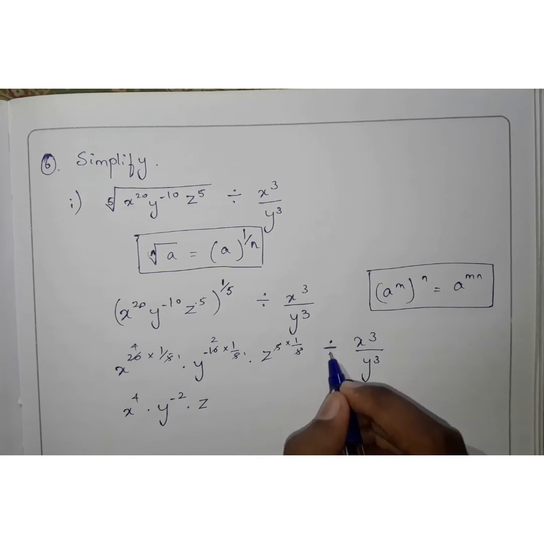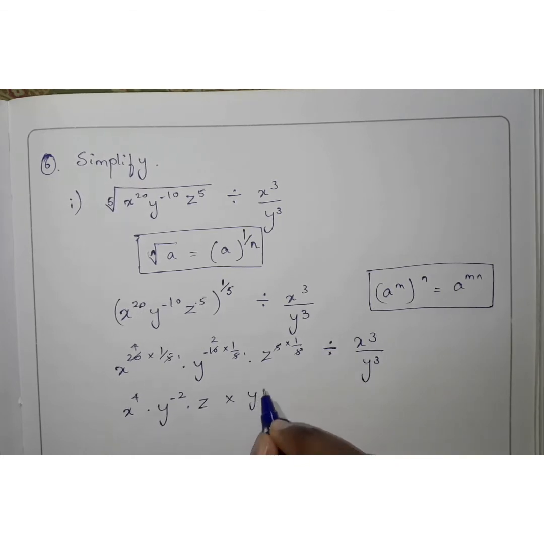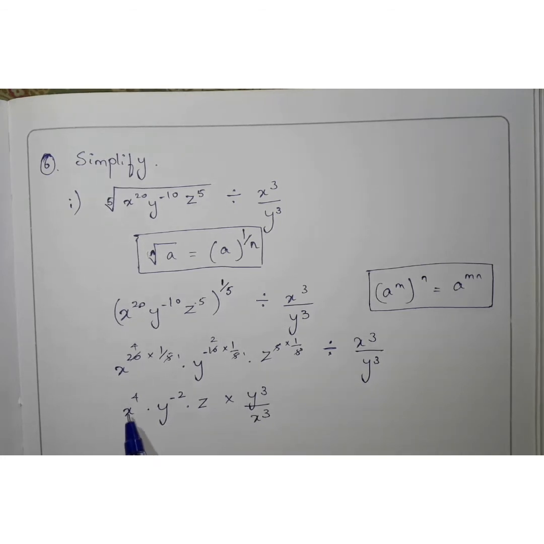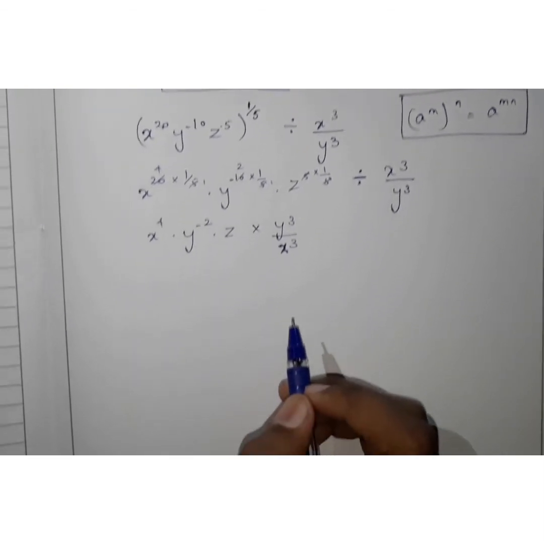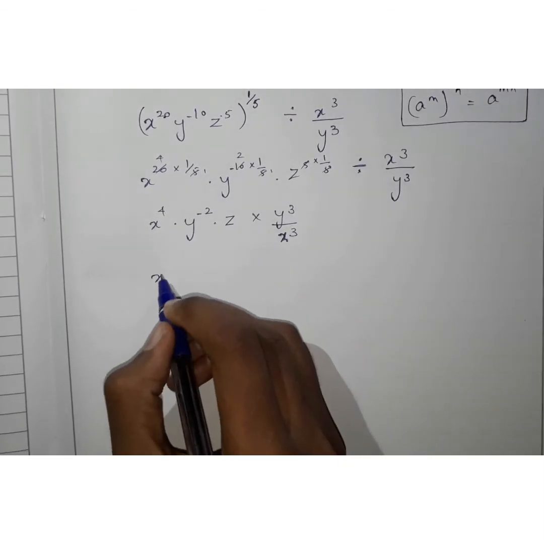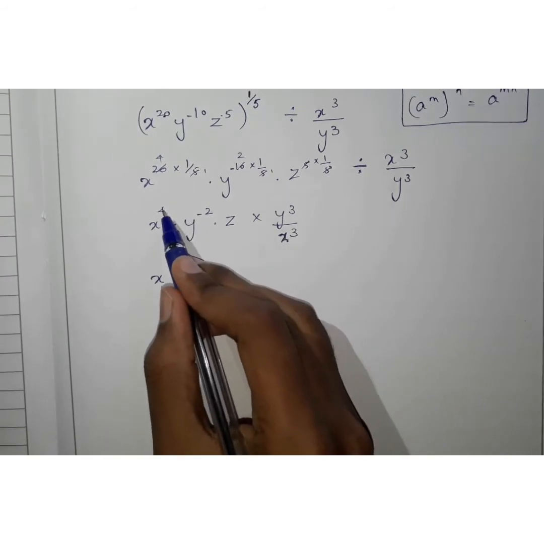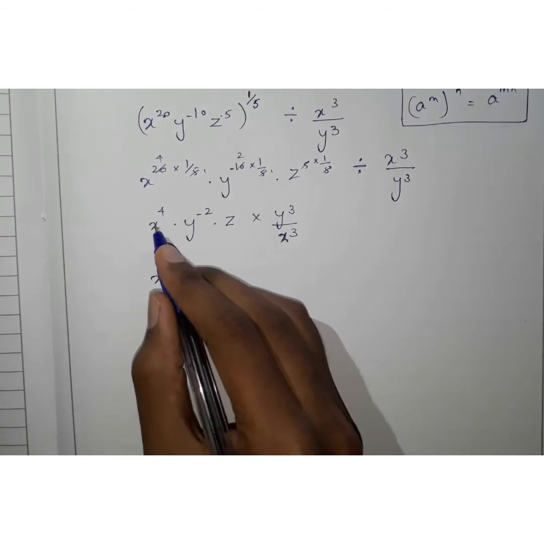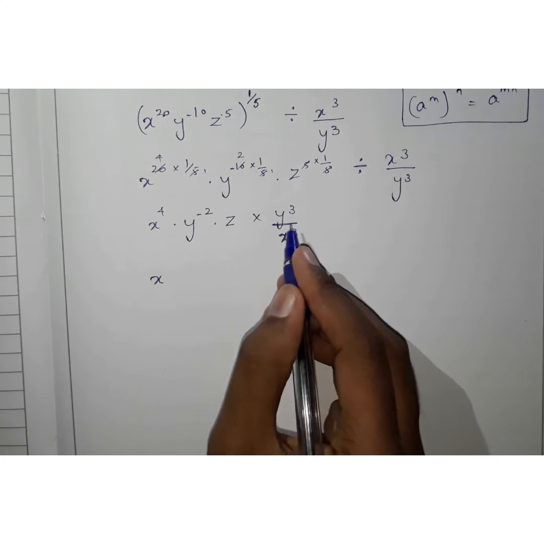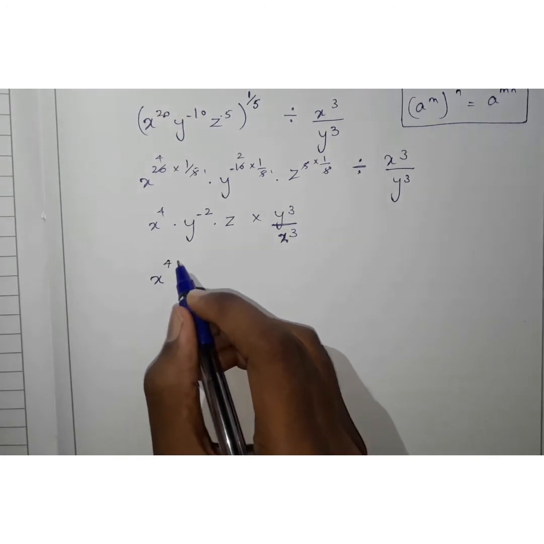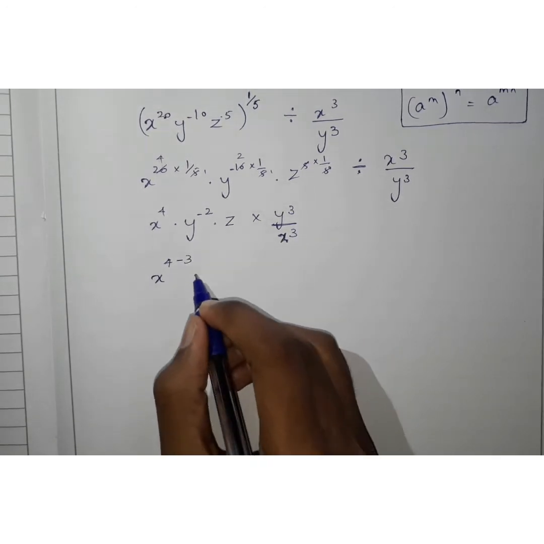And if I change this division sign into multiplication, the terms will be reciprocal to y cube divided by x cube. Now can you see any like terms for x? Yes, it is. And x is divided. So we need to subtract the powers. So now we'll take x and we are going to subtract the powers of x because x is divided, it's below. X to the power 4 minus 3 into y.